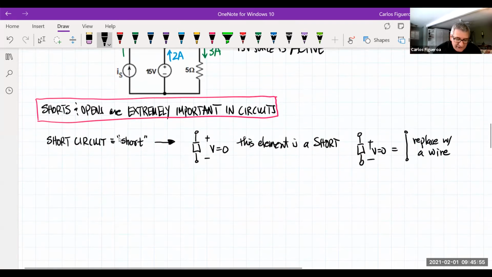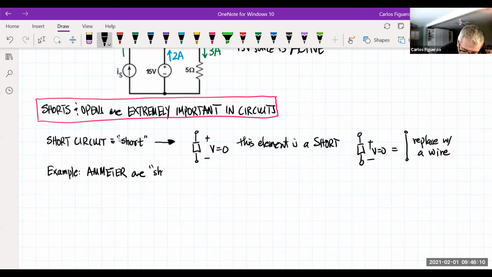So where do you see short circuits? As an example, ammeters are shorts. Typically it's the ammeter that really costs the big part of the digital multimeter when you buy them. And the reason why is that you want an ammeter to have as small a resistance as possible.